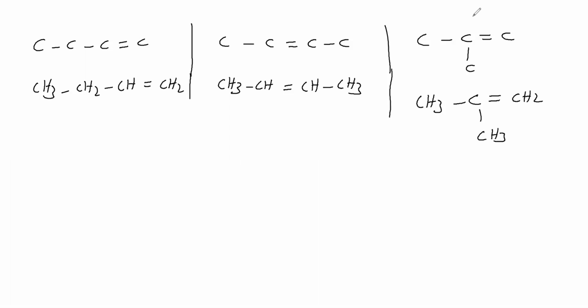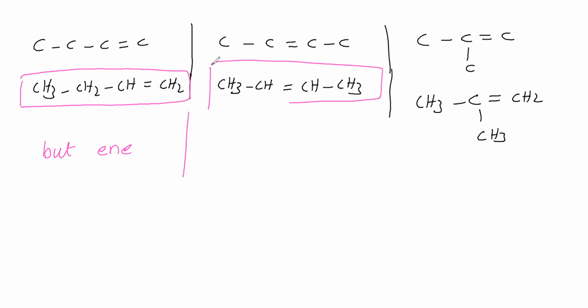Now we will say the IUPAC name. First we will select the parent chain. Here it is the parent chain. This parent chain contains 4 carbon atoms, so root word is but. Double bond is present, therefore primary suffix ene. Here also the parent chain contains 4 carbon atoms, therefore root word is but. CC double bond is there, therefore primary suffix ene.